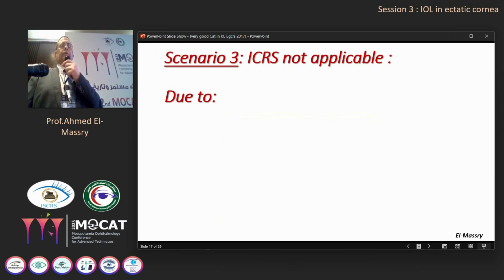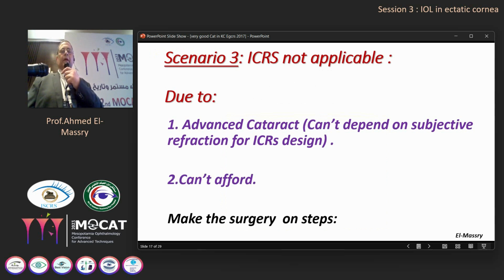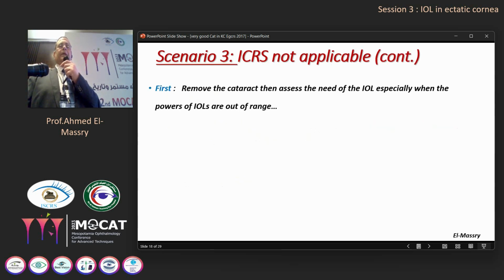The third scenario: if you don't have the ICRs, if you have advanced cataract, you can depend on the subjective refraction for these ICRs, or you cannot afford the ICR, or it's not present at all. So make the surgery in 2 steps. And this is a very important message. If you have advanced keratoconus, you can tell the patient, I'm going to do the cataract first without putting an IOL, and then after removal of the cataract, reassess the vision and see whether you're going to deal with the cornea or to implant an IOL.